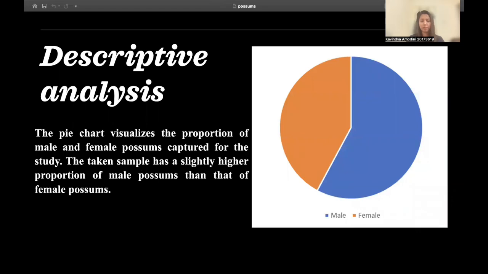Then let's talk about the descriptive analysis. The gender plots were taken from the graphical analysis, and key findings from each descriptive analysis are as follows. Regarding the gender, the pie chart visualized the proportion of male and female possums captured for the study. The sample has a slightly higher proportion of male possums than female possums.